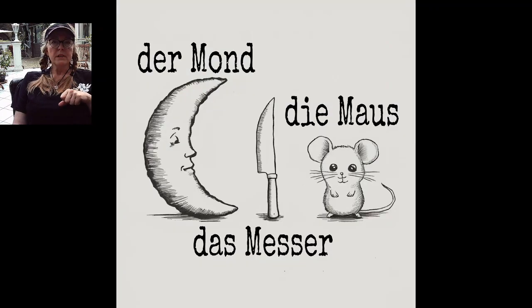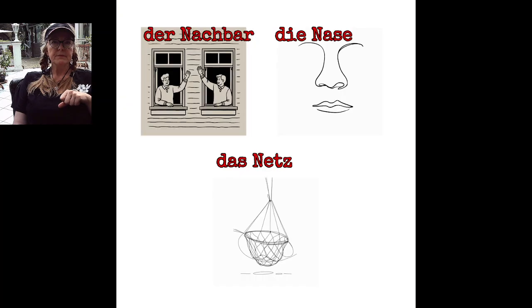Der Mond, die Maus, das Messer. Der Nachbar, die Nase, das Netz. Das Netz, it's just the net and can refer to any kind of net. The fishing net, the net on the tennis court.